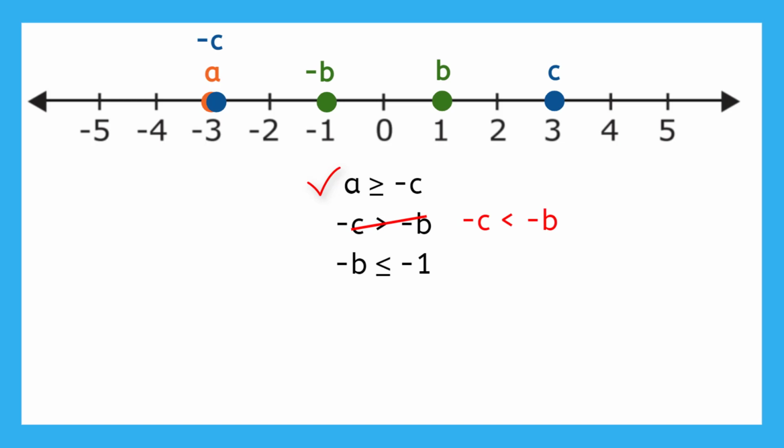How about this last one? It says the opposite of B is less than or equal to negative 1. Is this true? Well, remember, the opposite of B is up here on our number line at negative 1. So that tells us they are equal. So this statement is true.